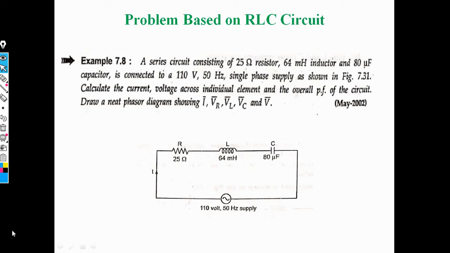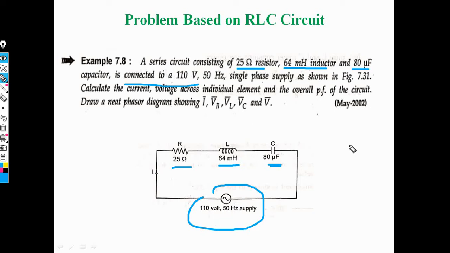Okay, now in this problem, this is the circuit diagram. A series circuit consists of a 25 ohm resistor, a 64 millihenry inductor L, and an 80 microfarad capacitor, connected to a 100 volt, 50 hertz single phase AC supply.